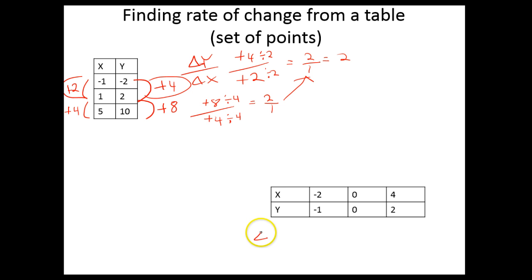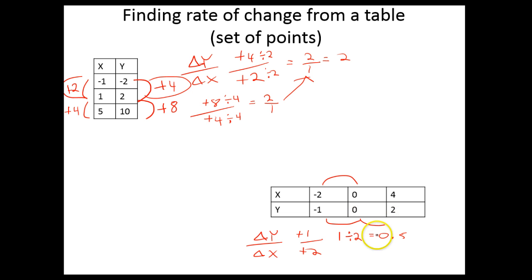So we want change in y divided by change in x. The first change in y was increasing by 1, and x is increasing by 2. So 1/2. Now I could leave it like 1/2, or if I like to turn fractions into decimals because I don't like fractions, I could do 1 divided by 2, and that'll give me 0.5.